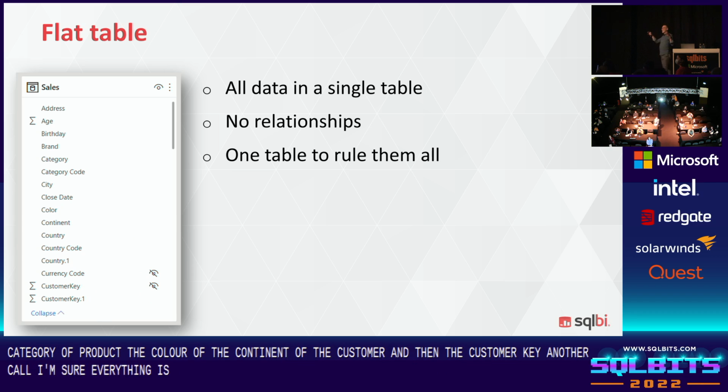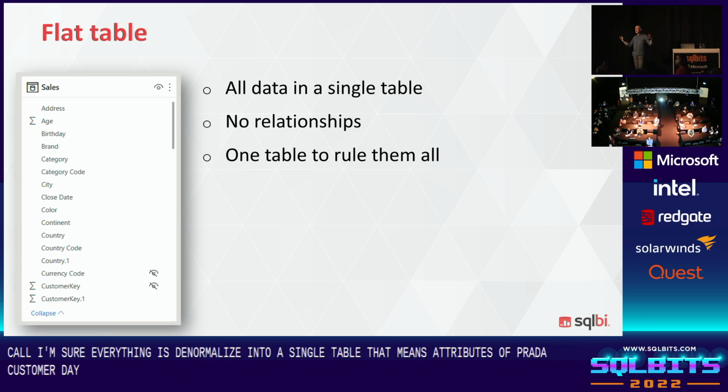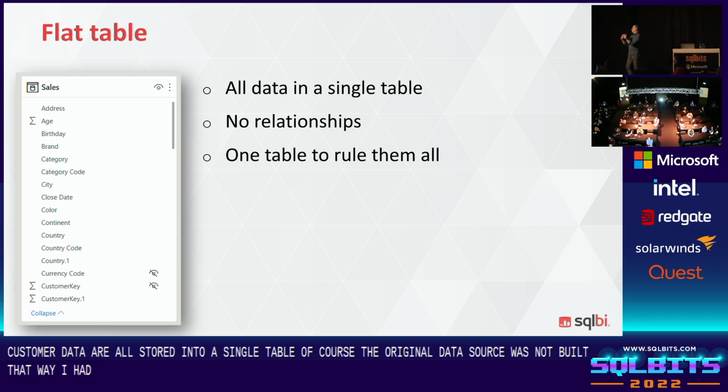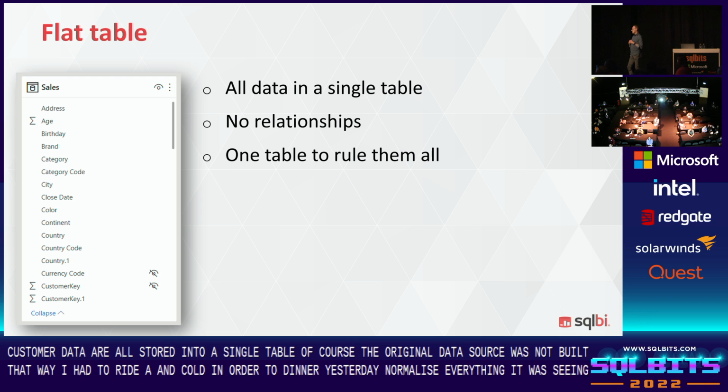Everything is denormalized into a single table. That means attributes of product, customer, and date are all stored in a single table. Of course, the original data source was not built that way. I had to write M code in order to denormalize everything into a single table.